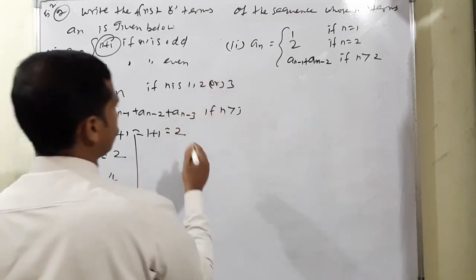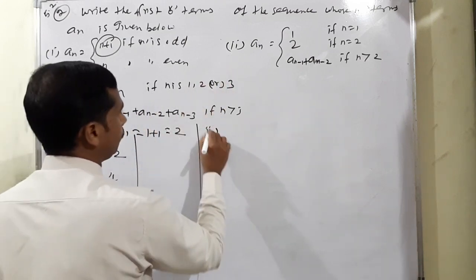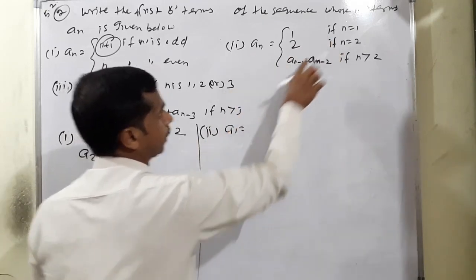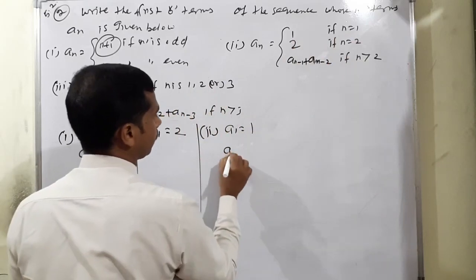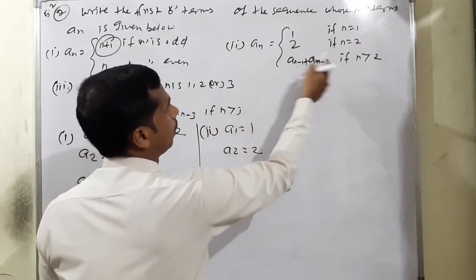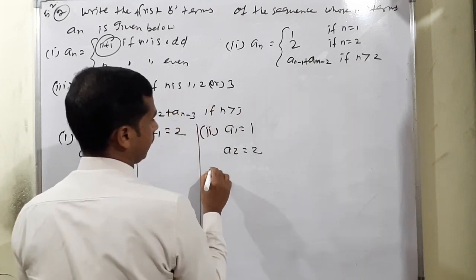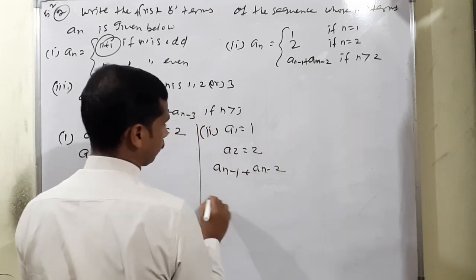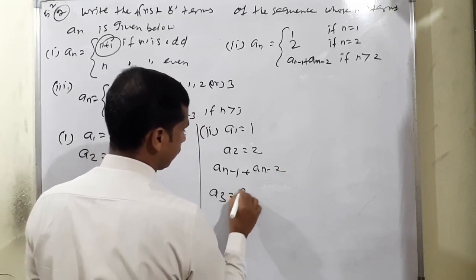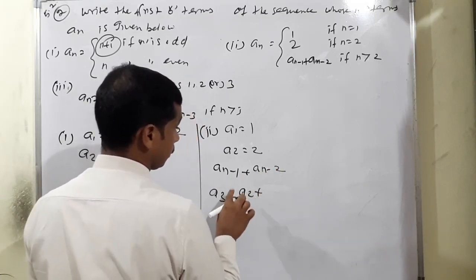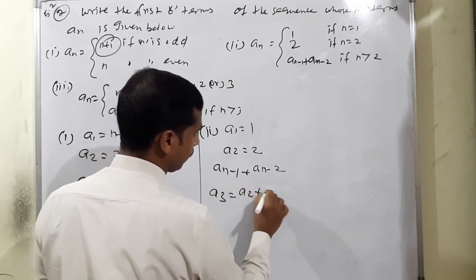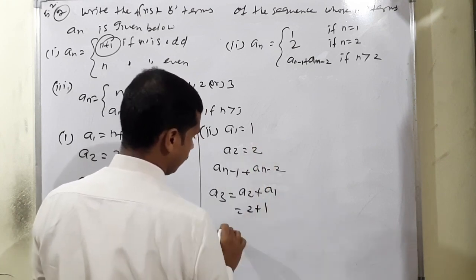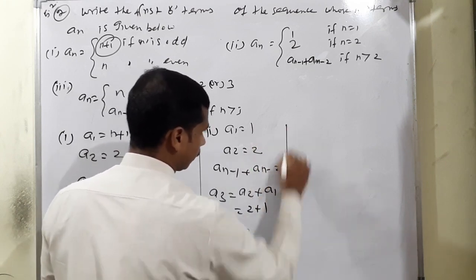Now moving to subdivision 2. So an. So a1: the condition is there, n is equal to 1, so directly we can write it. So a2 means the condition is 2. Then n greater than 2, the condition is a n minus 1 plus a n minus 2. Therefore, a3 means a 3 minus 1, a2, then 3 minus 2, a1. So a2 we know, 2, plus a1 already we found. Therefore, a3 is equal to 3. Then a4.